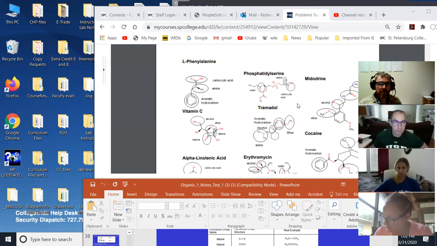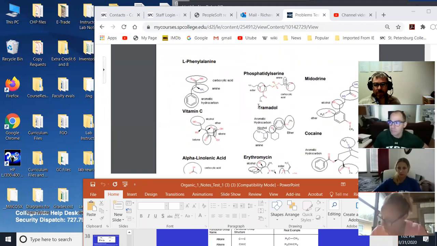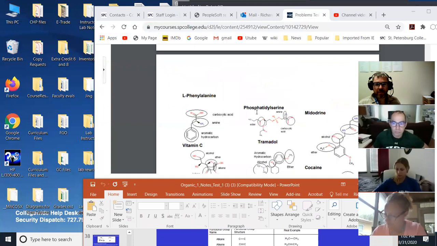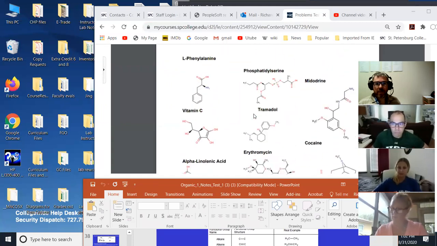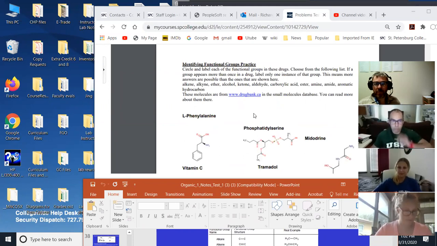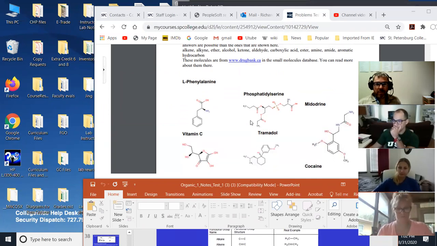Aldehydes are kind of not that common because they're very reactive, so not very many compounds really have them. I'm not saying they don't exist, but they're a little bit harder to come by than, say, ketones, for example. But anyway, that's some practice for you for that as well. Plus, you've got the old tests as well for that. It's just a matter of getting used to it.